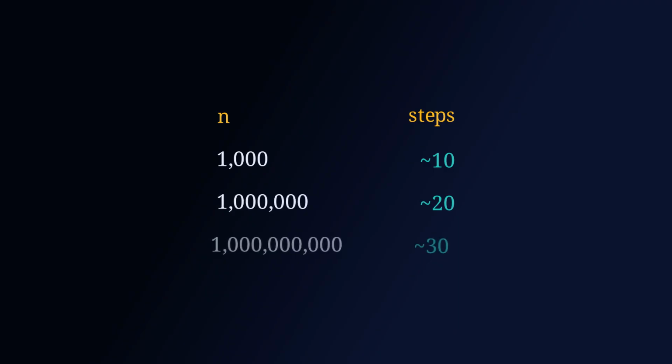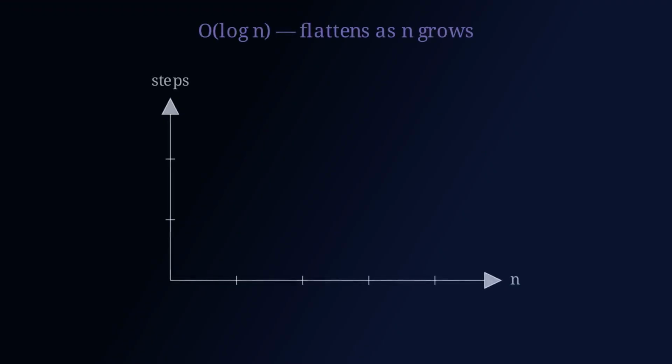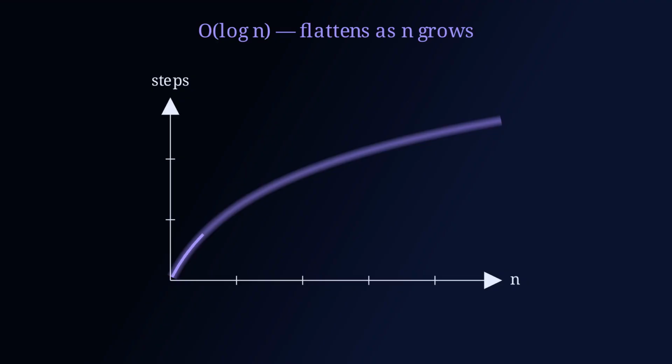Here's the magic. A list of 1,000 items takes only about 10 guesses. 1,000,000 items takes about 20. 1,000,000,000 items takes only about 30. The input grew 1,000,000 times larger, and the work merely tripled. That's why we say logarithmic algorithms barely move. On the graph, the log n curve rises steeply at first, then flattens into a nearly horizontal crawl. Doubling the input is almost free.